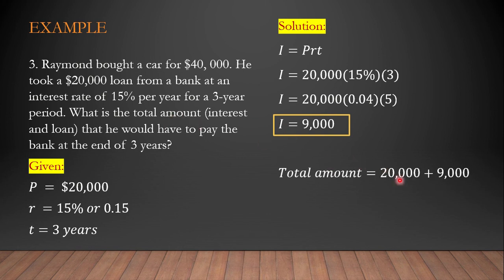So, total amount is equal to principal plus the interest. So, 20,000 plus 9,000 is $29,000. So, ito na po yung total amount.